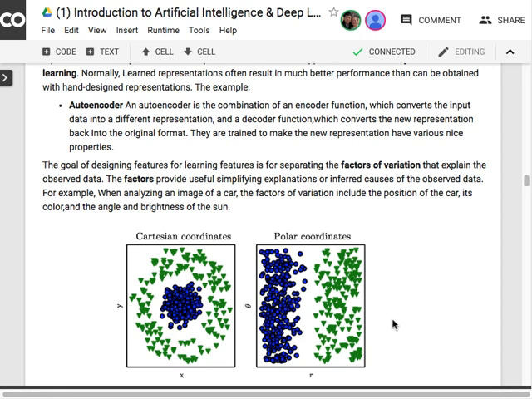So the answer is possible in two ways. First, go try it in a real classifier. Or second, they have a metric to evaluate it, depending on the application.